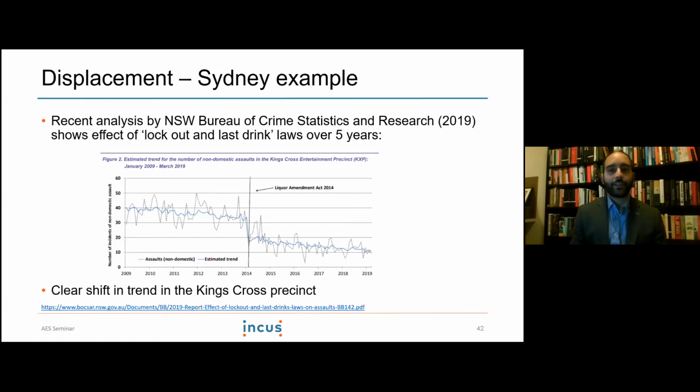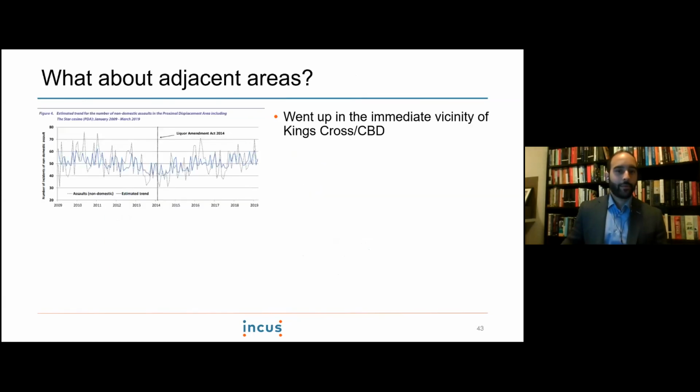And you can see on that graph there that there was a significant reduction right after those laws were introduced, and it's sort of been trending downward over the subsequent 5 years. Excellent result, you would think. Well, what happened to adjacent areas to King's Cross in the CBD? Not surprisingly, some of those assaults just moved and went up in those areas.